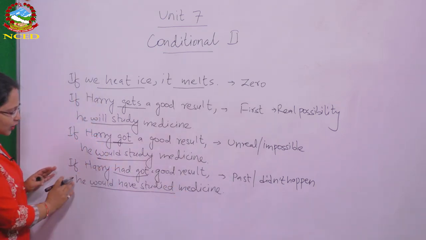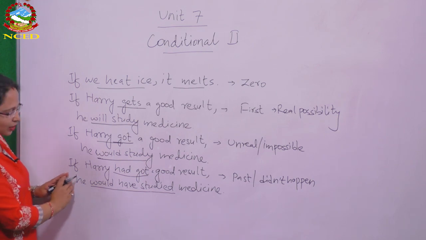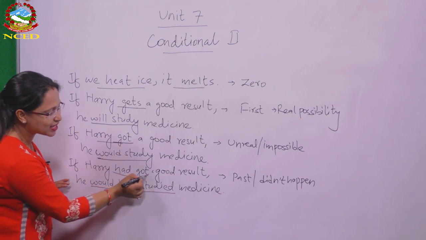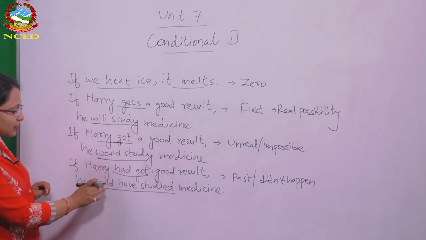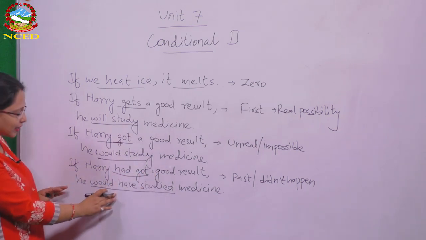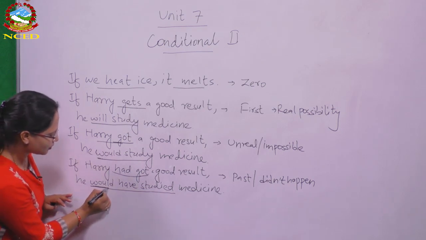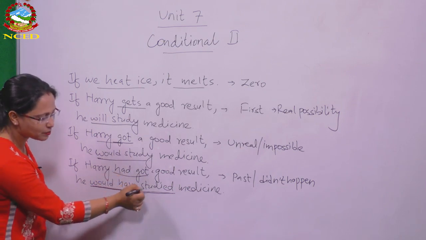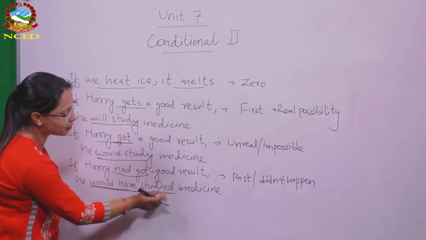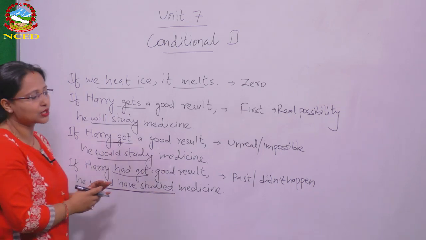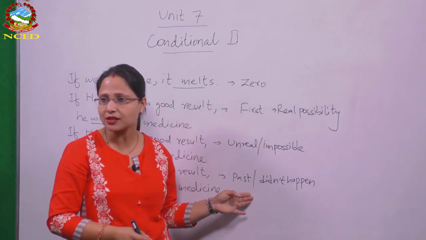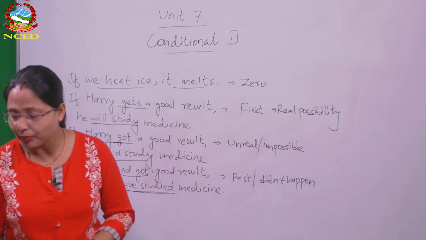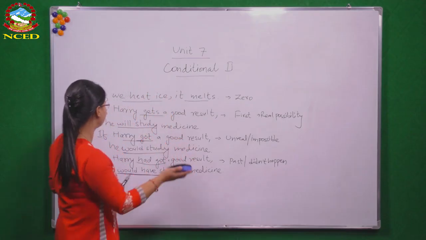And the third conditional consists of, again, an if clause with past perfect tense, okay? And the main clause in the third conditional type is would have studied. Would plus have plus the third participle form of the verb. And this sort of sentence talks about something in the past but which didn't happen. Okay, we will have more examples to be clear.